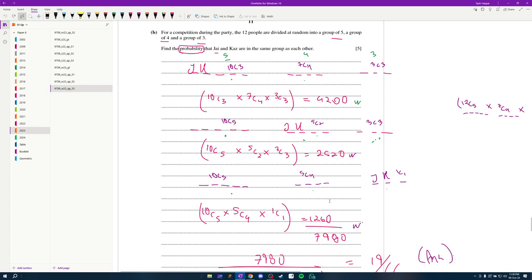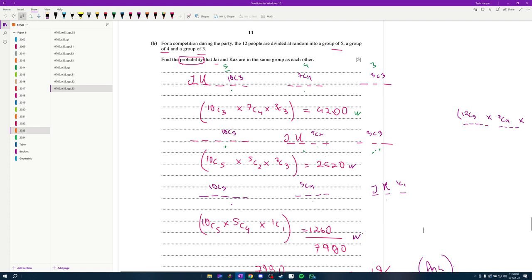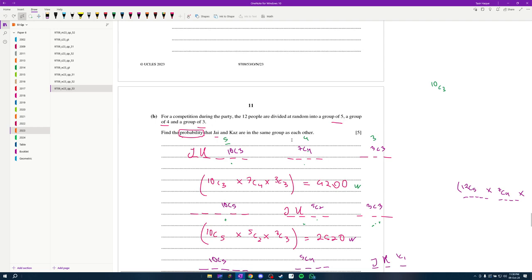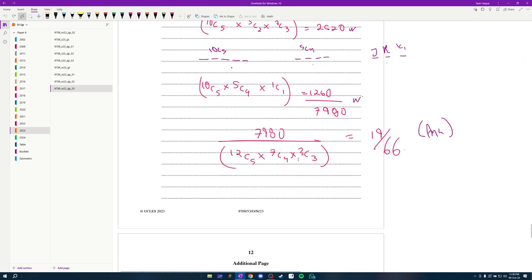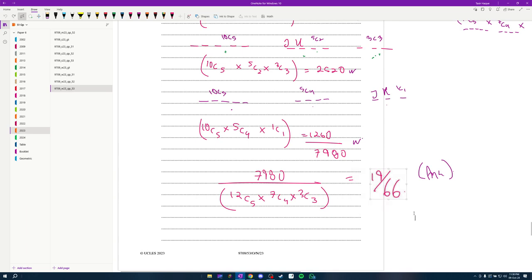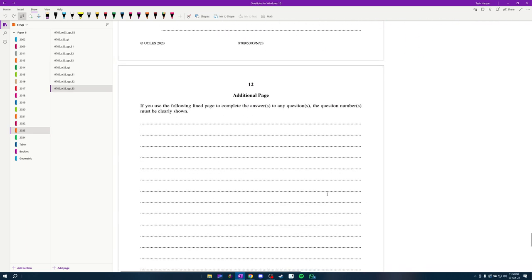And what about the total number of events anyway? We are just selecting people, right? So that's 12c5 times 7c4 times 3c3 down below. That is 19 by 66, okay? That is all.